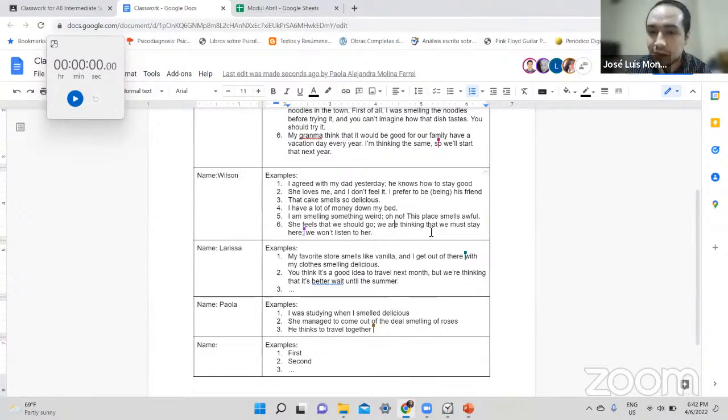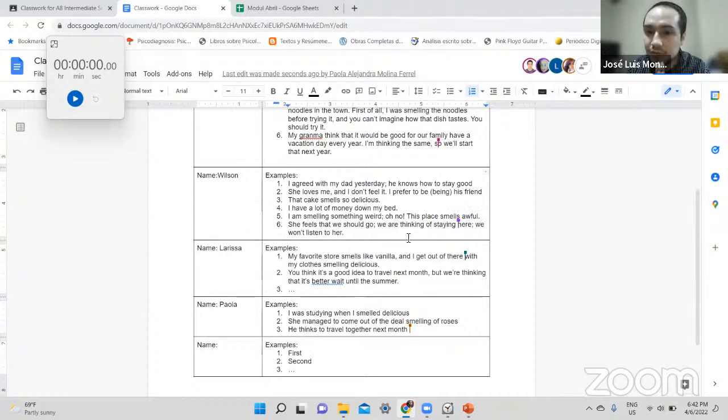Okay, my idea is going to be the following. Instead of this one, we are thinking that we must stay here, you can say we are thinking of staying here. Okay, so in that way, you are thinking of that idea. It's not an opinion. It's a process that you have in your mind. Okay, so we are thinking of staying here.